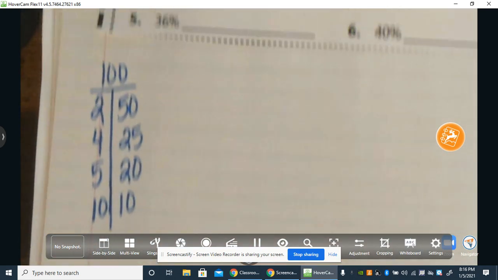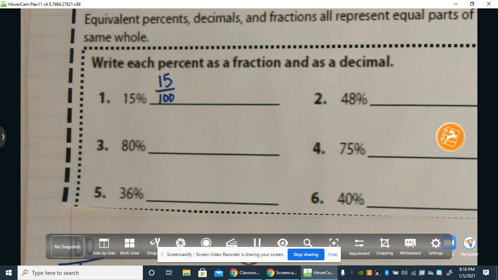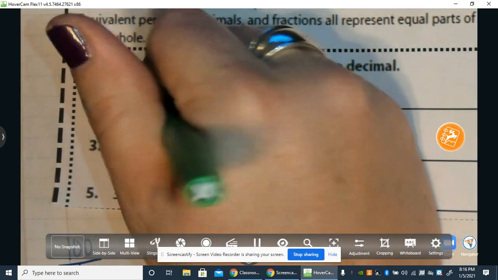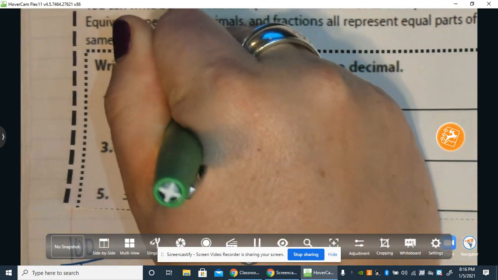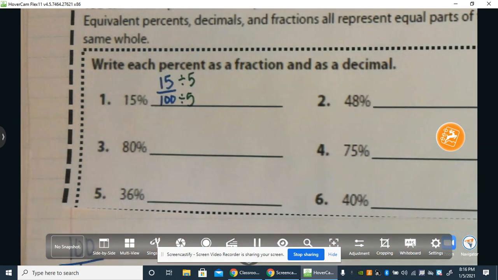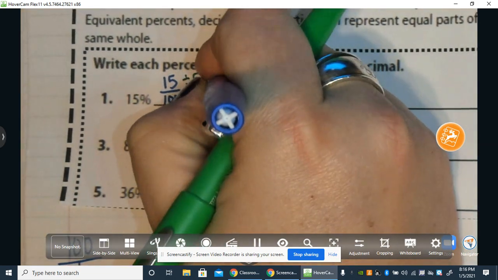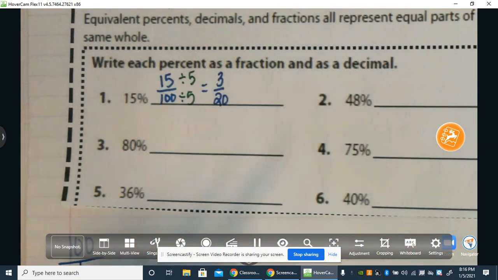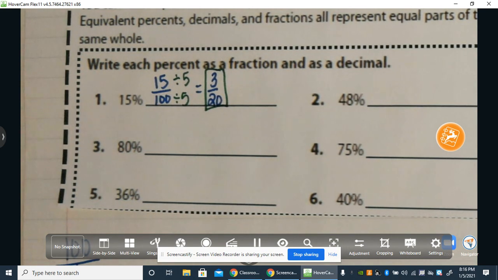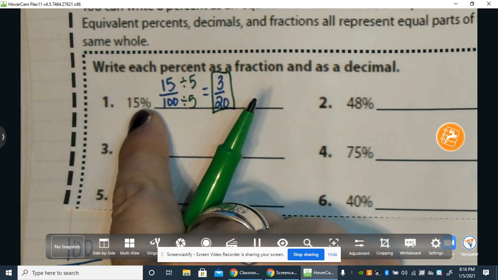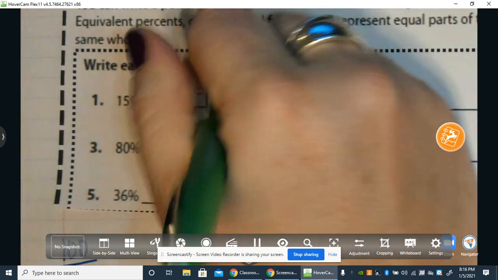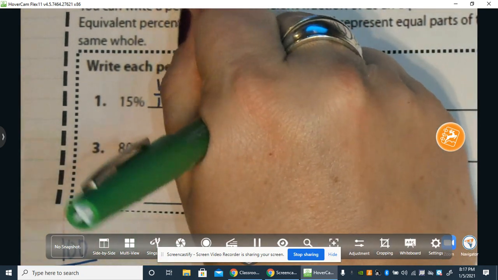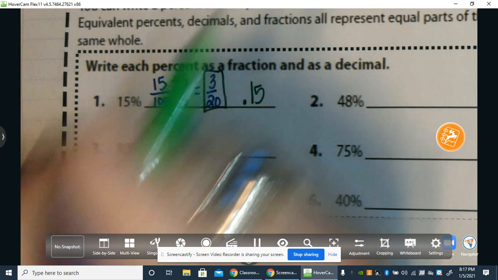So let's go back to 15 over 100. If I'm looking at my factors, 5 is the largest factor that can go into both 15 and 100. So I'm going to divide them both by 5, and I get 3 over 20. That's what it would be as a fraction. Now, as a decimal, I'm just moving my percent symbol over 2 places to the left, and it would be 15 hundredths.